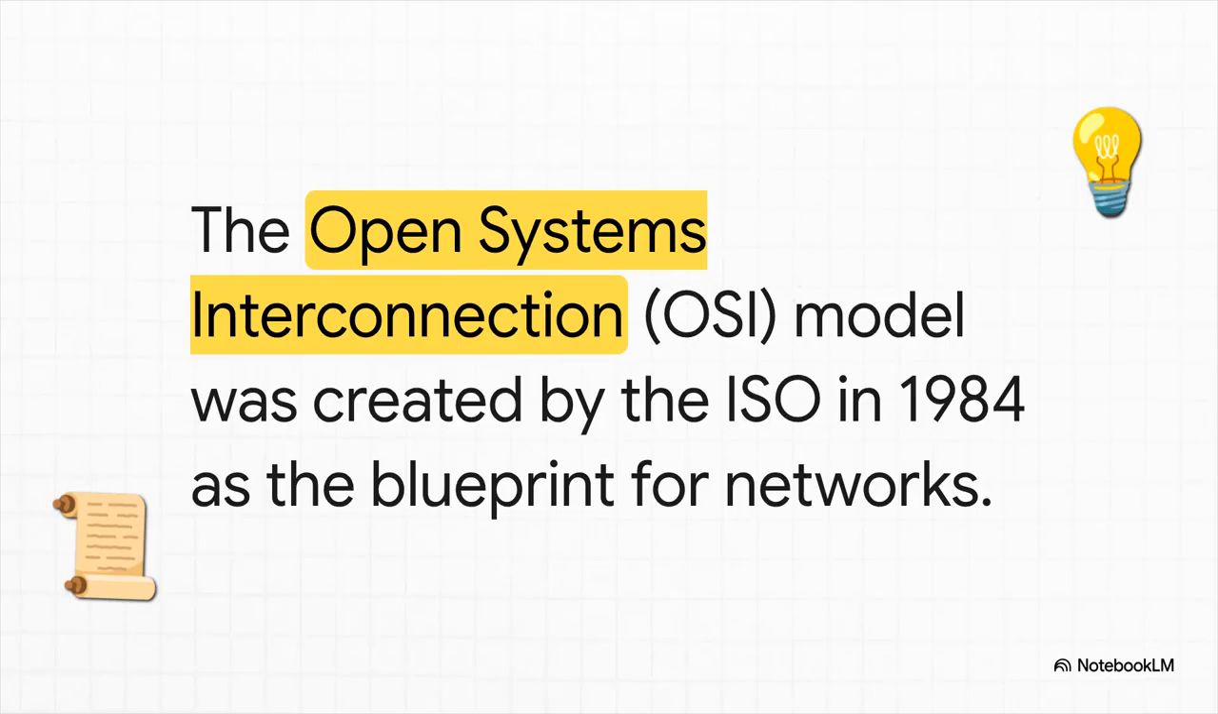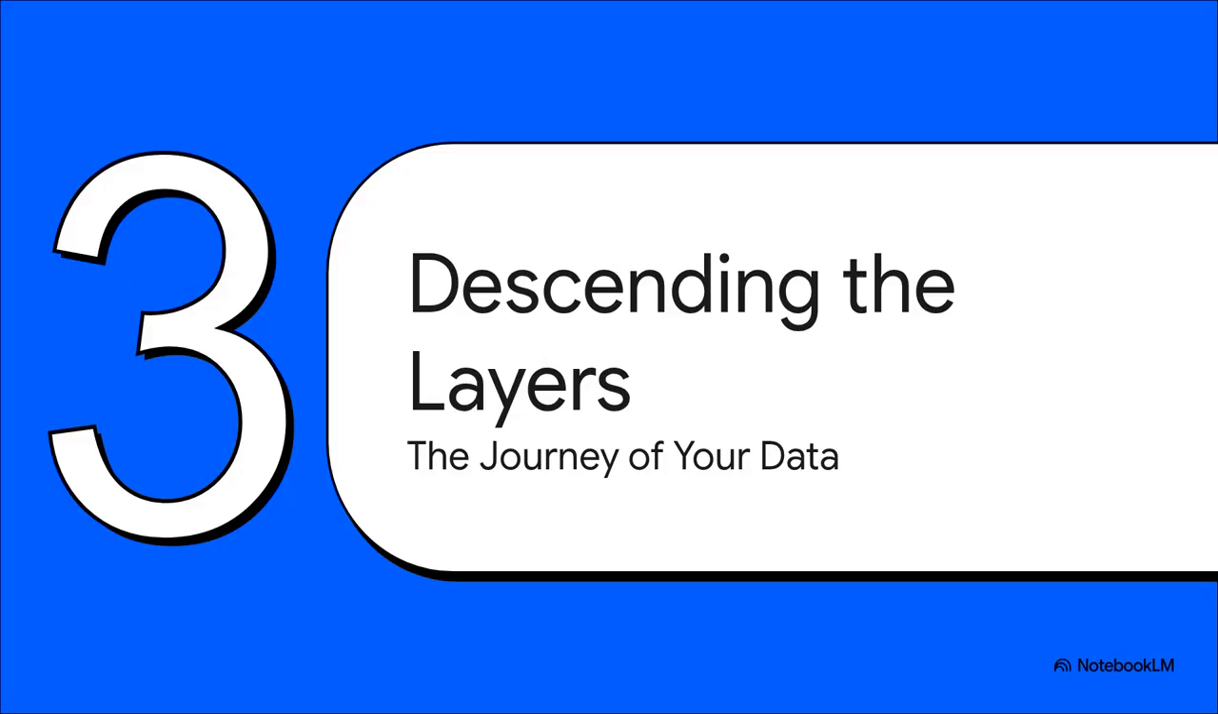And it's called the Open Systems Interconnection Model, or as everyone calls it, the OSI model. It was created by the International Organization for Standardization, the ISO, way back in 1984, and it's been the fundamental blueprint for networking ever since. So, let's actually do this. Let's take that email we were talking about and follow its journey as it travels down all 7 of these layers, starting right at the very top where you click Send.